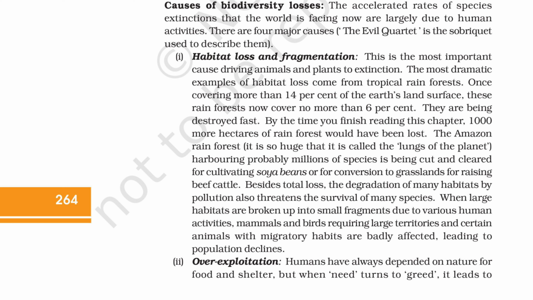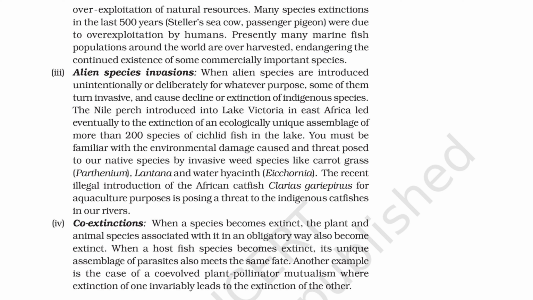2. Overexploitation. Humans have always depended on nature for food and shelter, but when need turns to greed, it leads to overexploitation of natural resources. Many species extinctions in the last 500 years, Steller's sea cow, passenger pigeon, were due to overexploitation by humans. Presently, many marine fish populations around the world are overharvested, endangering the continued existence of some commercially important species.